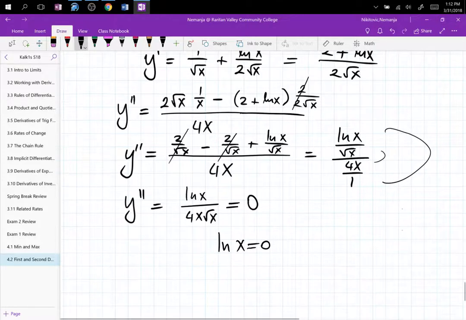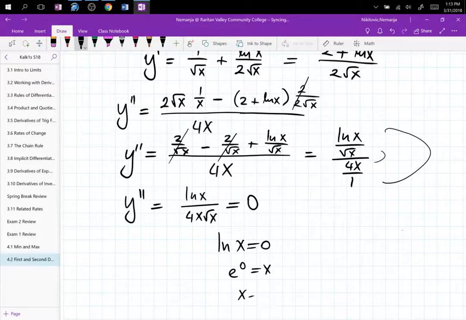Convert that into exponential if you don't know logs. So that's e to the 0 is equal to x. So x is equal to 1. Yay! There's the inflection point at 1.